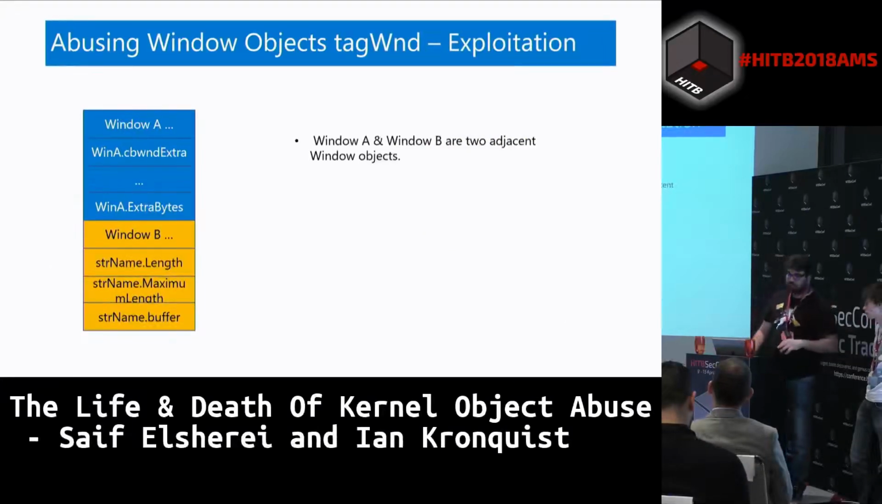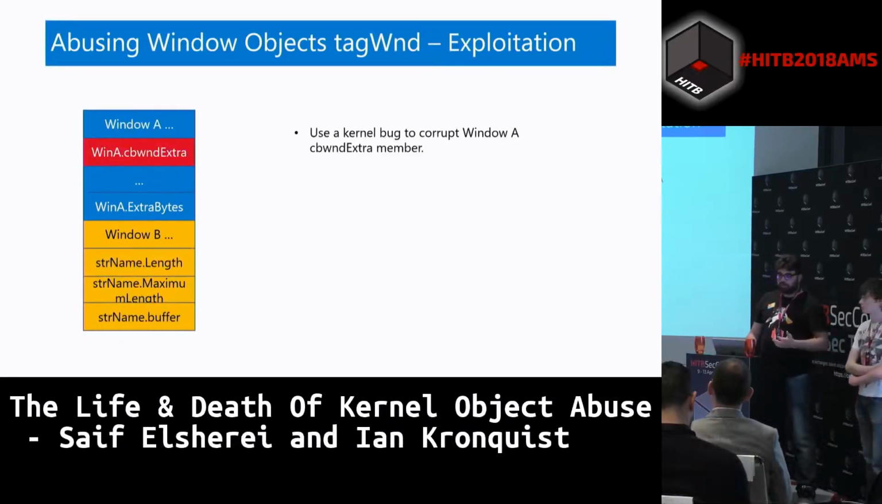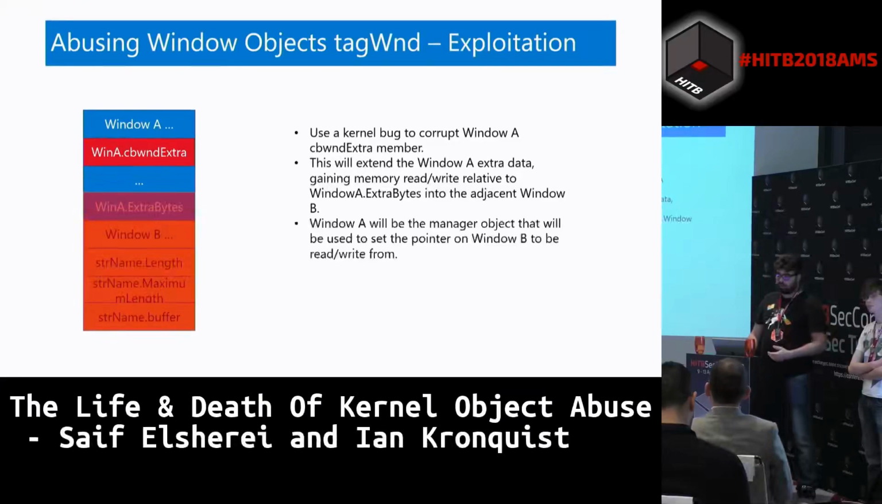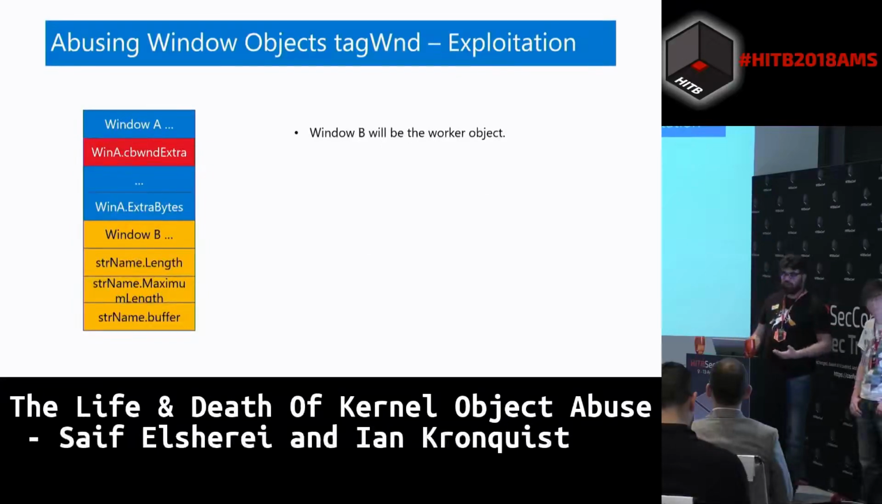Now, moving on to exploiting this kind of technique, if we allocate two window objects adjacent to each other in memory, we could use a kernel bug to corrupt the cbWndExtra of the first window object. This will allow us to gain relative read and write into the adjacent memory of the next window object, which means that window A will be the manager object that we will use its relative read and write capabilities to overwrite certain interesting data members of the second window object, which will be the worker object. So window B will be the worker object.